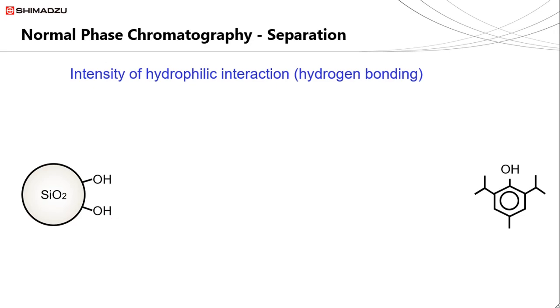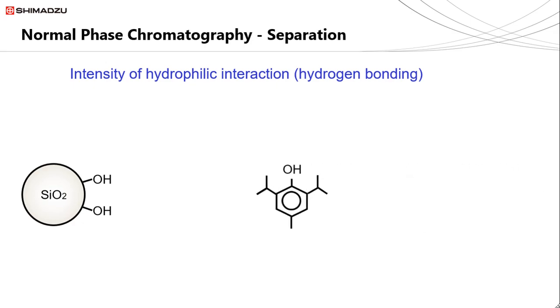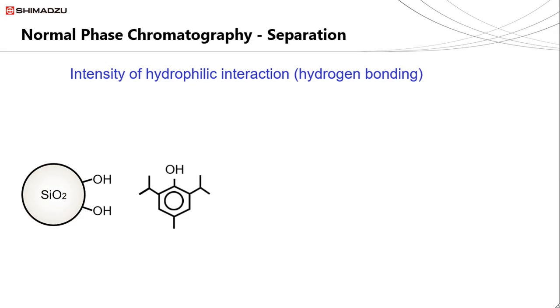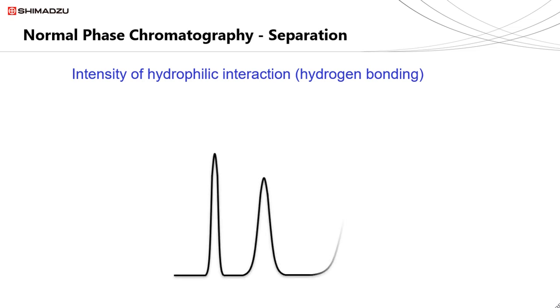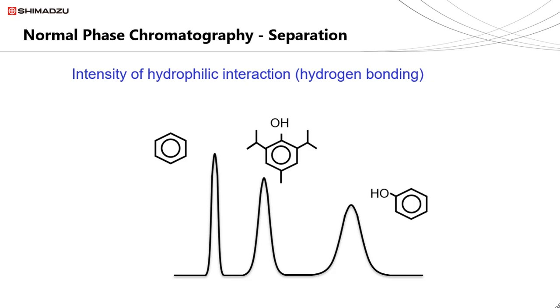Structure 3, 2,6-diisopropyl 4-methylphenol. Well, this also has an alcohol group, so does this have strong interactions as well? Unfortunately, this is not the case. It will actually have weak interactions due to the steric hindrance from these functional groups. So our structures had a very weak, and a strong interactions, and therefore will elute in the same order.